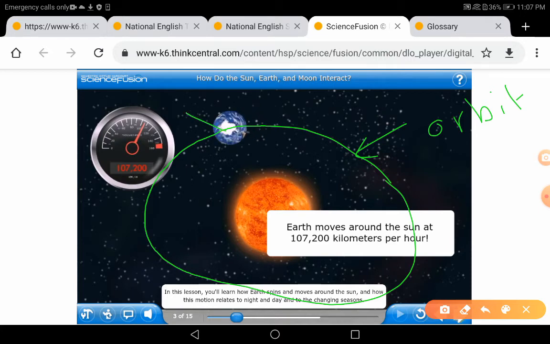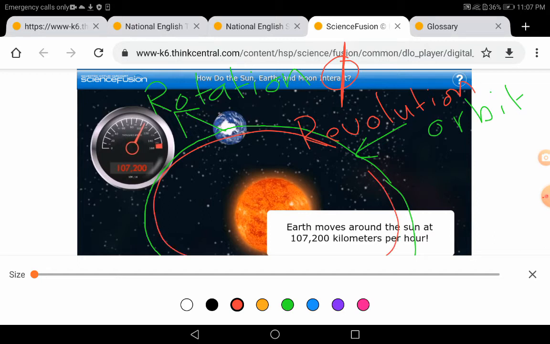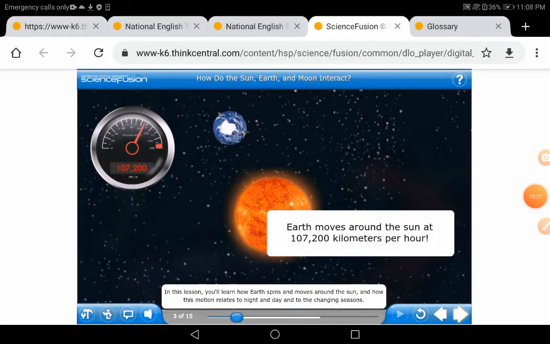One movement is called rotation. The other movement is called revolution. So rotation means it spins on its axis, while revolution means it moves in a path around another object, which is the sun. Okay, next.